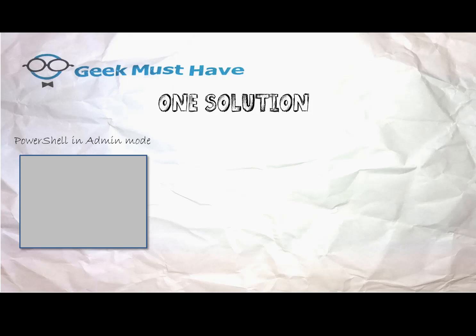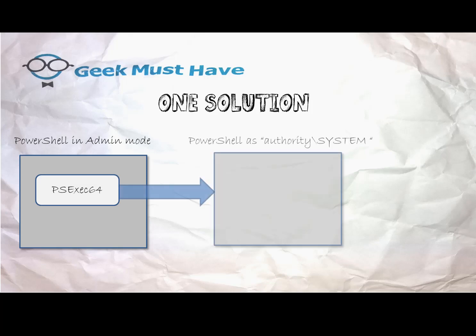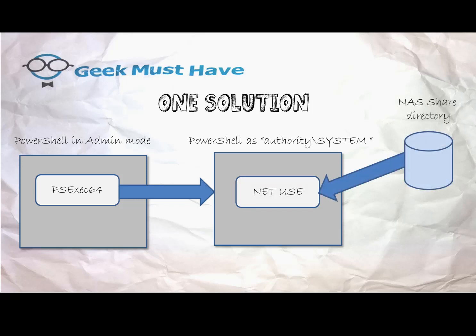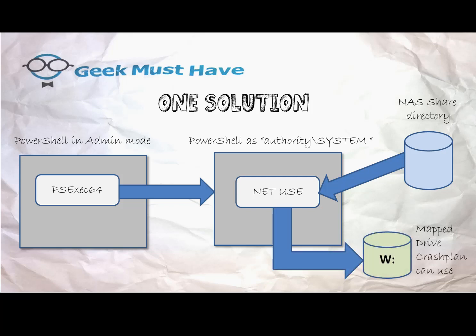So the way the solution works, you open up a PowerShell in admin mode, you run this PSEXEC64 command, and it opens up a new PowerShell window as the authority/system. And from within that window, you can use the net use command to map your NAS shared directory into a mapped drive that CrashPlan can use.